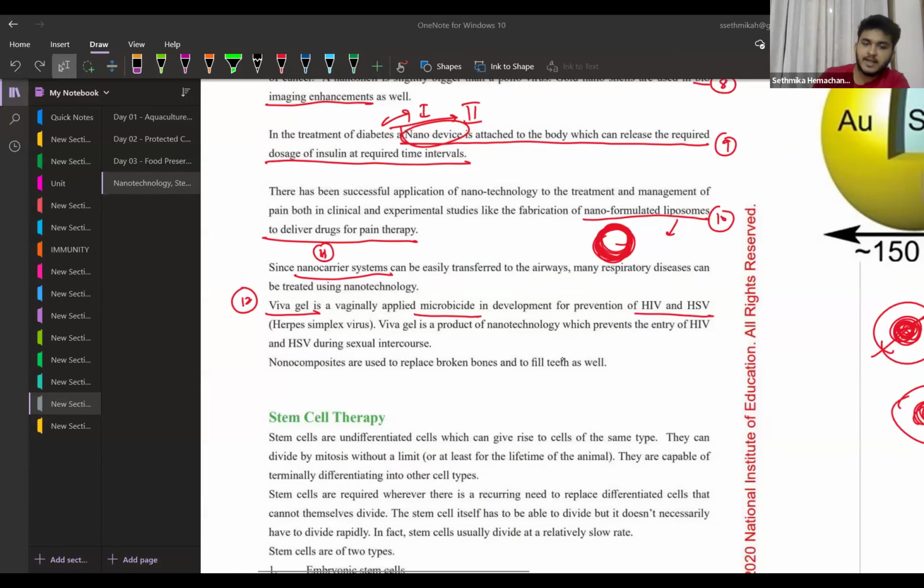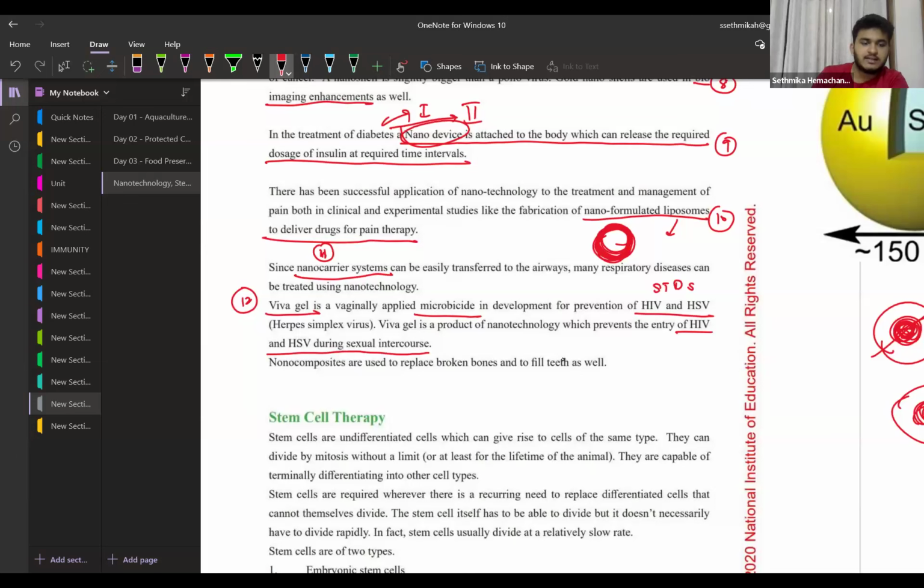So this Viva gel, it's a microbicide. So it will kill these HIV virus particles and HSV virus particles, and it prevents the infection or spread of these STDs, right? Viva gel is a product of nanotechnology which prevents the entry of HIV and HSV during sexual intercourse, right?